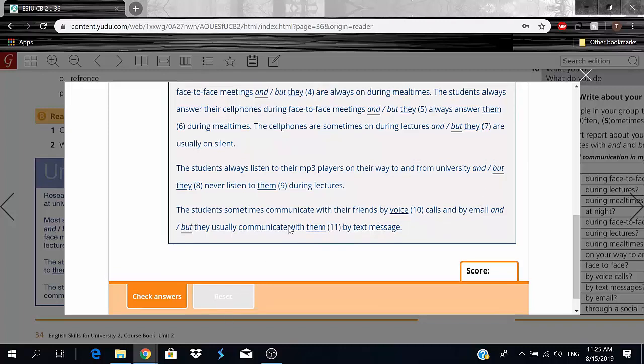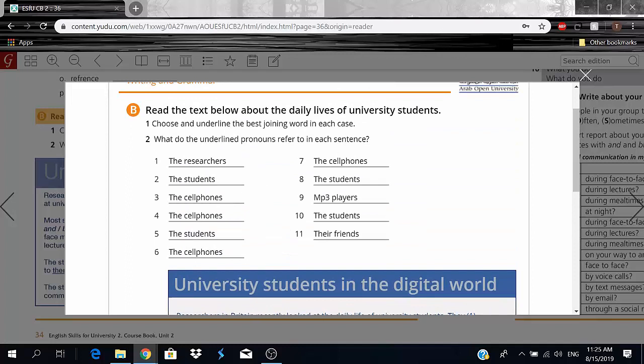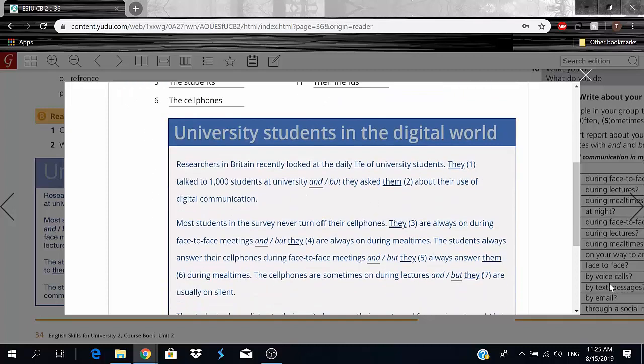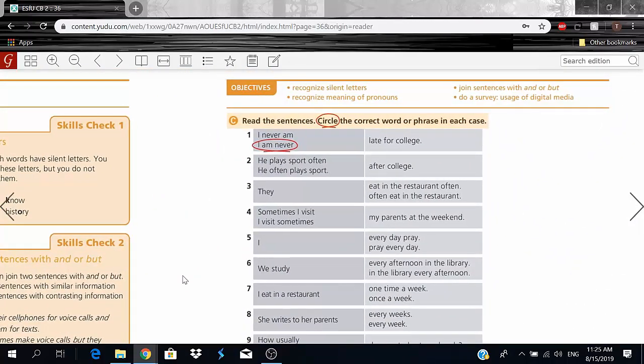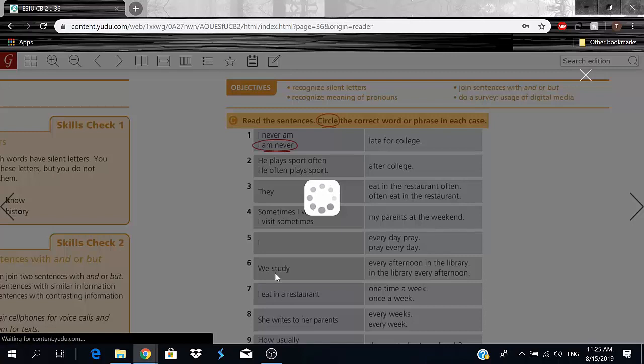Okay, guys, pretty simple stuff. Here are the pronouns, basically what the pronouns in this text refer to. And we already did the and or but. I hope you're able to get it down. Now, let's move on. Here we have exercise C here. Let's actually open this.